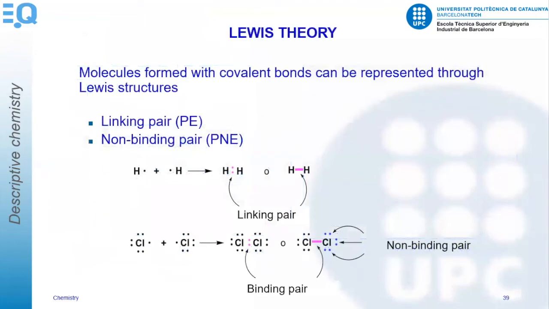Let's start with the Lewis theory. All molecules that are formed by covalent bonds can be represented through Lewis structures. We have two types of pairs. It can either be a linking pair, which means those electrons are used to connect two atoms, whereas a non-binding pair means that pair of electrons is not used to unify that atom with another one.